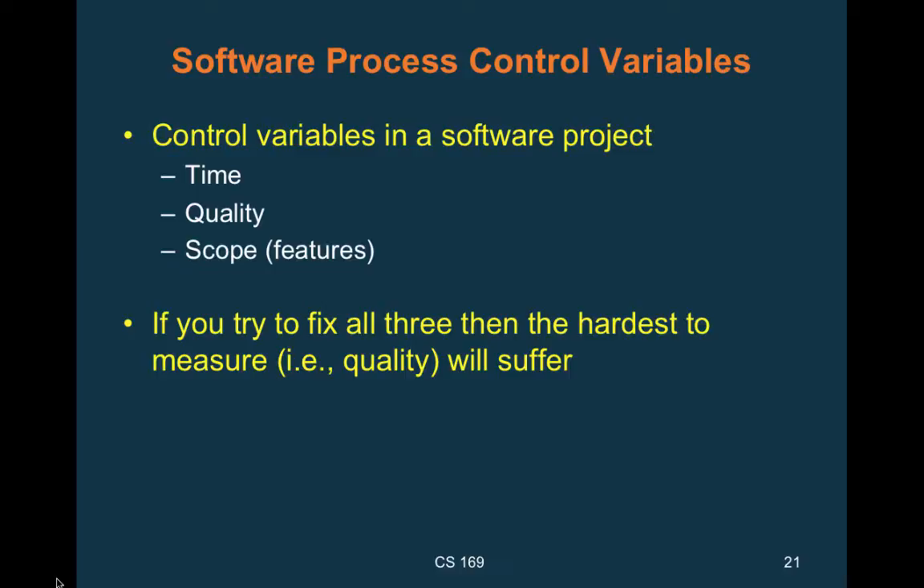And scope, of course, is something very obviously under our control. Scope means how many features. What is the list of features that this project needs to do? That you get to control. You can be less or more ambitious. The problem is if you are too ambitious and you try to fix all of these at the a priori management level, you say, this is how much time we have, this is how well it has to work, and this is all it has to do.